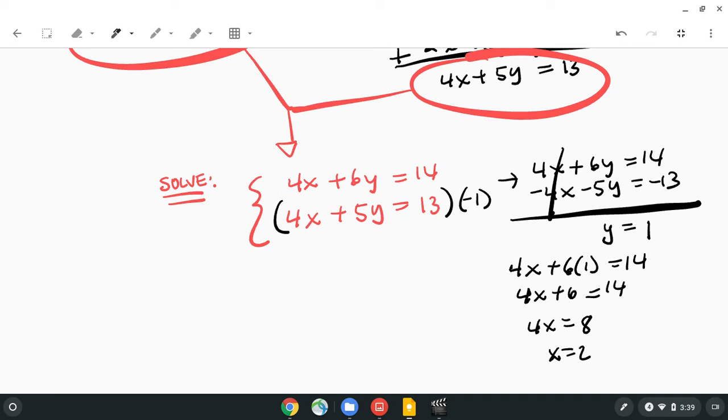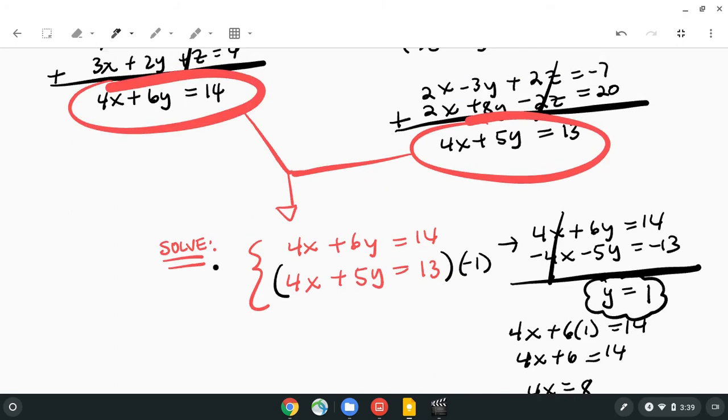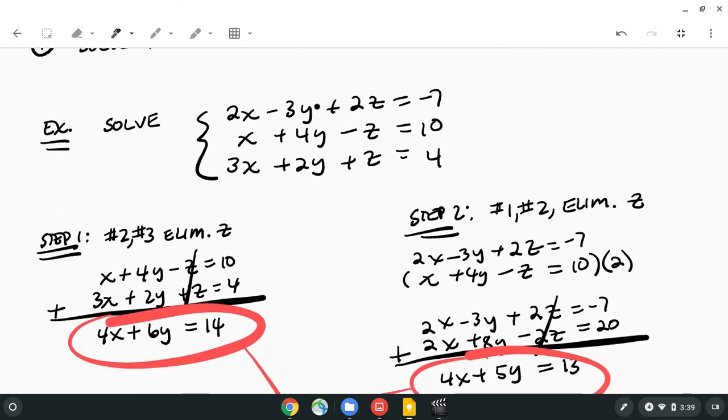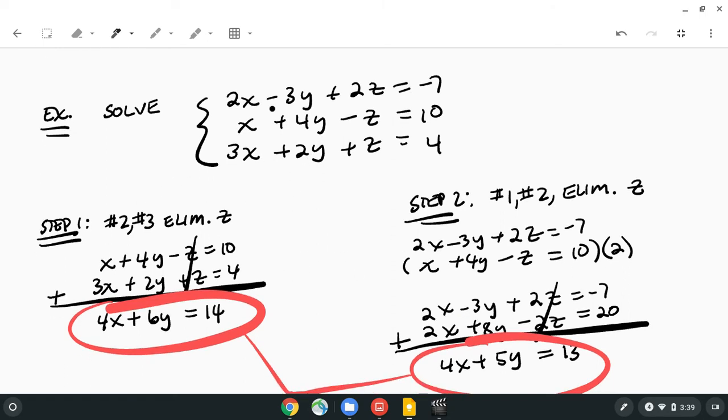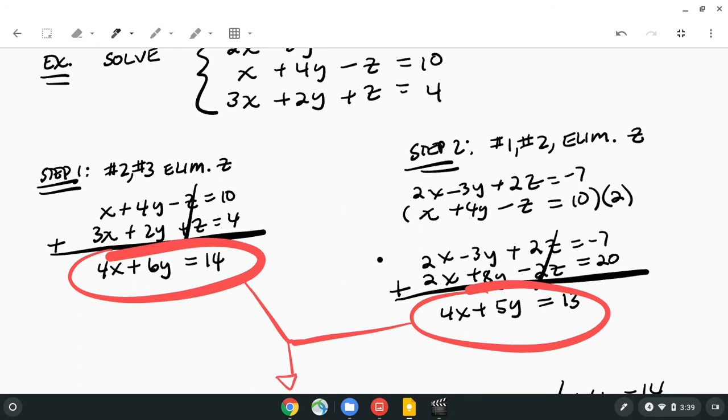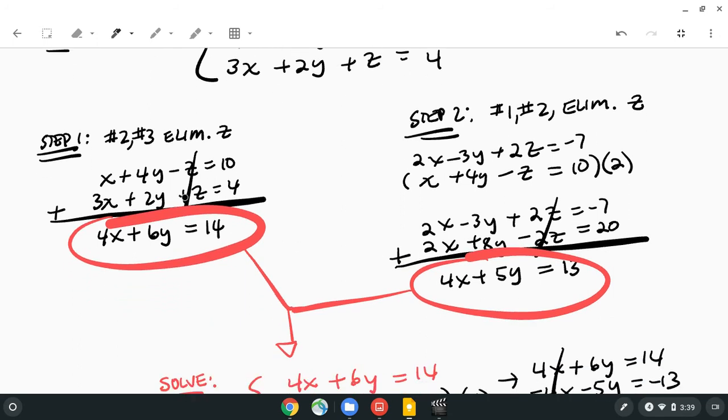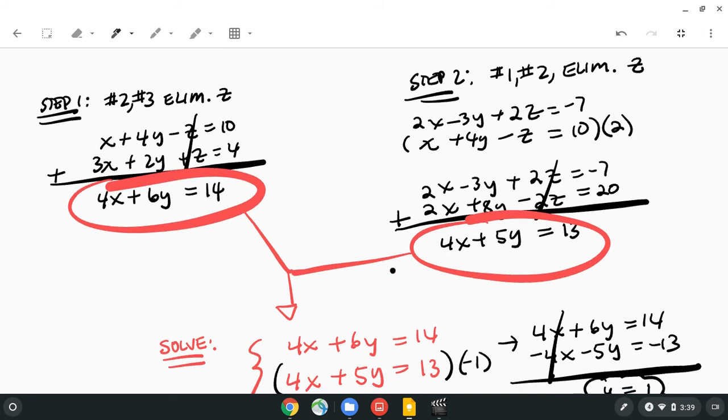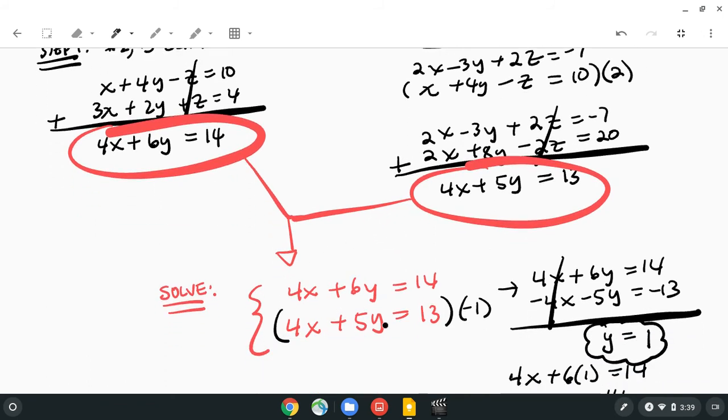Okay, so far I have two answers. I have x and y. I need to solve for the third variable. Okay, so let's make sure we understand what's happening here. So you started off with this system of 3 equations, right? We do that step 1 and step 2, which are very similar. You choose two equations, eliminate a variable. Choose two equations, eliminate the same variable. And when you eliminate that variable, you end up with this two variable equation. And these two results form that smaller system.